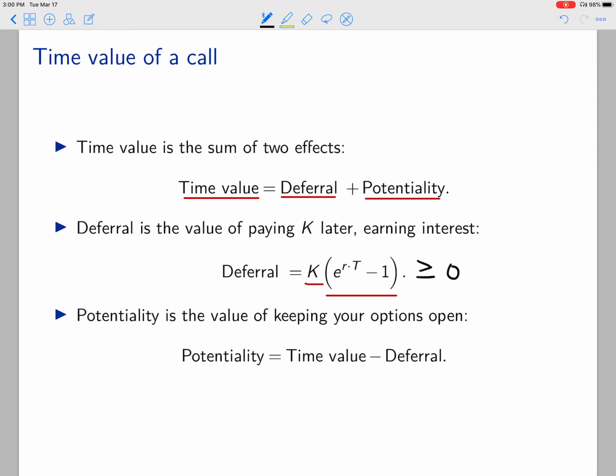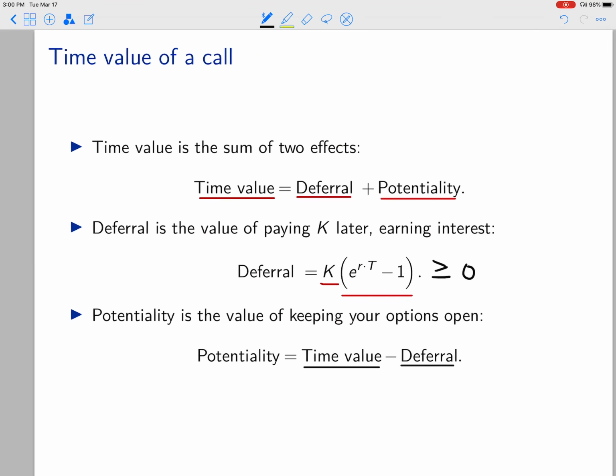How do we calculate potentiality? Just take the difference between time value and deferral. Potentiality is just this residual time value that's left over once we net out the value of deferring payment.